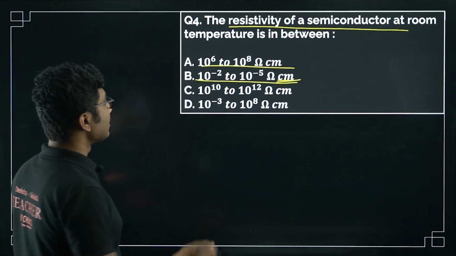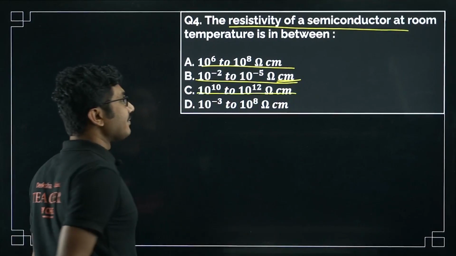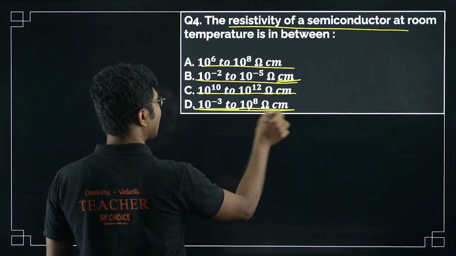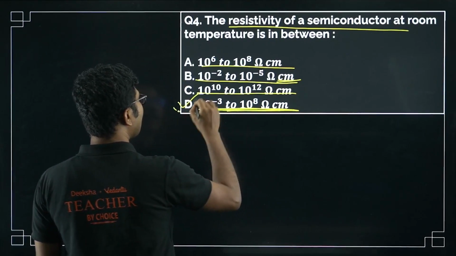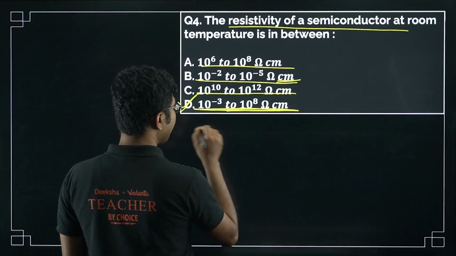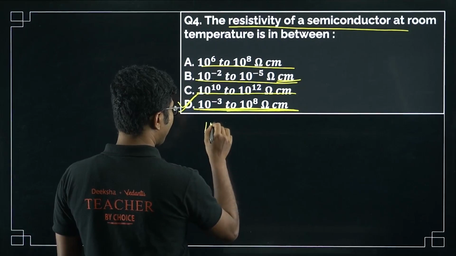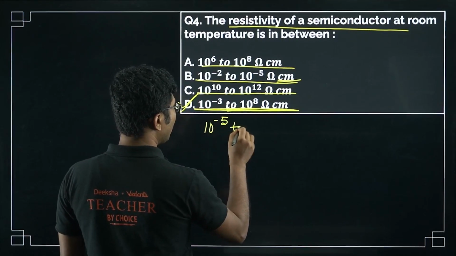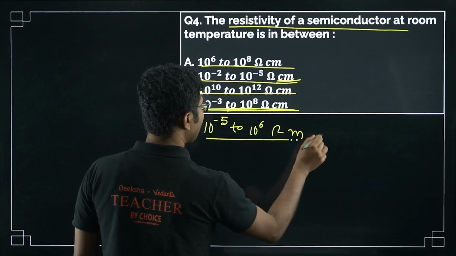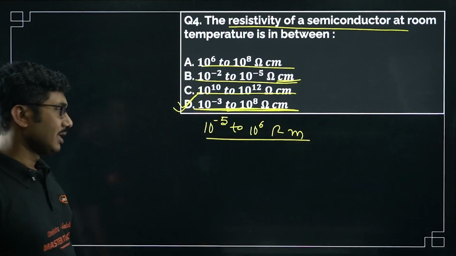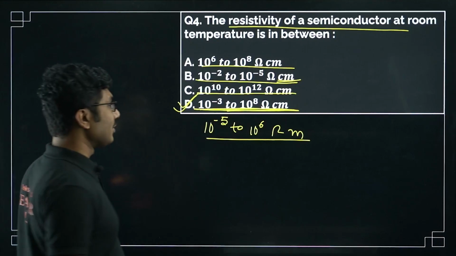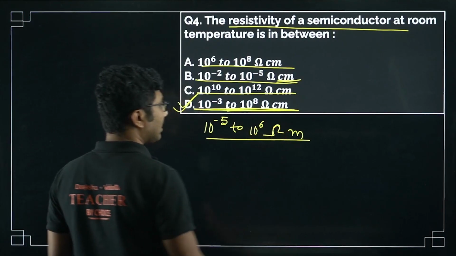Okay, this is also an insulator. Its resistivity is very high as well. This one, by the way, falls between conductor and insulator. So this is the resistivity for a semiconductor. If you convert this into meters, it will be 10 to the power of minus 5 to 10 to the power of 6 ohm meter, which is the resistivity of a semiconductor. Okay, this is the exact range that you are looking for. So this is the resistivity.